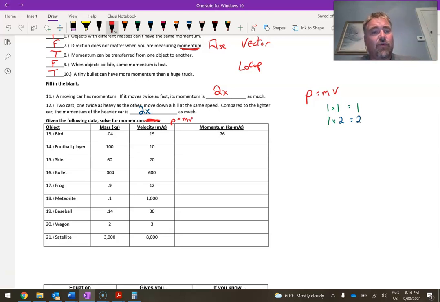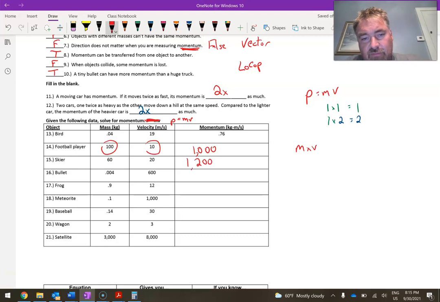They did the first one for us. We have a mass of 0.04, velocity of 19, and momentum is going to be 0.76. In each one of these, I'm going to be doing mass times velocity, so it's going to be repetitive. In this case, we'll take the 100 kilograms times the 10 meters per second, and that'll give us a nice 1,000 kilogram meters per second. I'm not going to write that down because it's already up here at the top of this column. Skiers have a mass of 60 and a velocity of 20. This will give us a momentum of 1,200.